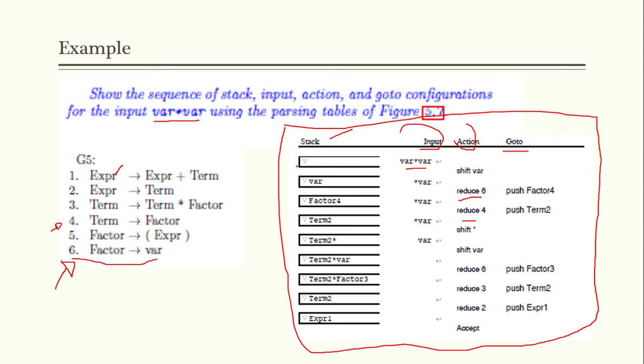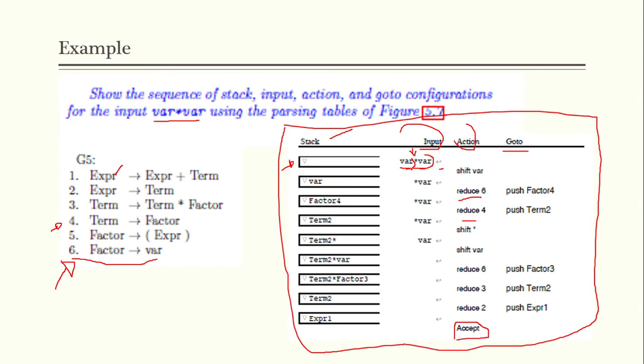So this is the initial stack with the start symbol, the triangle start symbol, and the rest is empty. You need to read one by one. It means you read the input from var, then the star, and then another var, and then the end marker, until you get the accept action. All right. So the first thing is you need to read the first input, which is var.